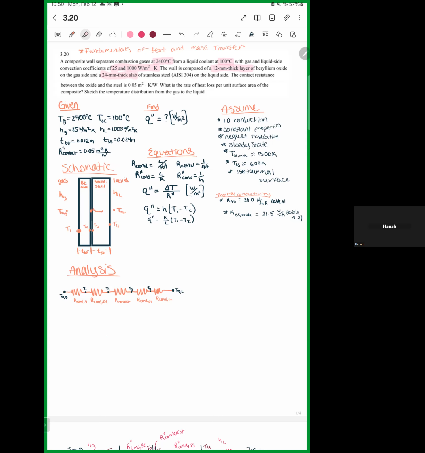A schematic for this is shown below, but the contact resistance between the oxide and the steel is 0.05 meters squared Kelvin per watt. And in this problem, we're looking for the rate of heat loss per unit surface area of the composite. So that's highlighted here in the find. And also at the end, we're going to look at the temperature distribution from the gas side on this side to the liquid side on the right.